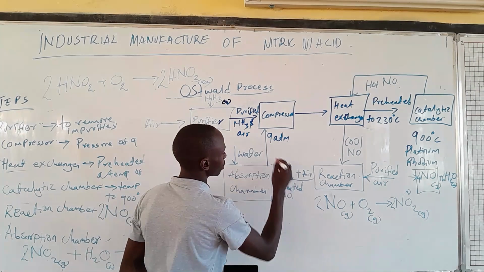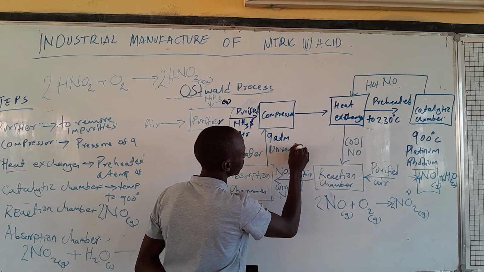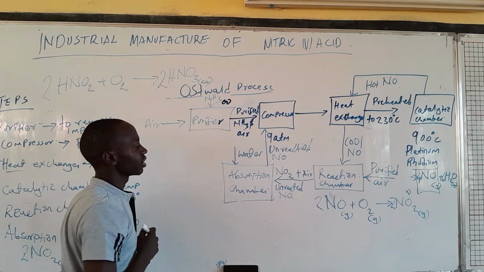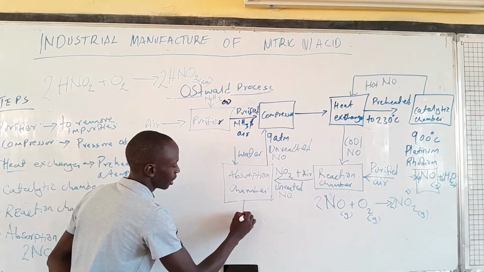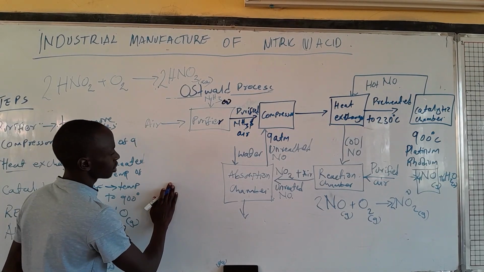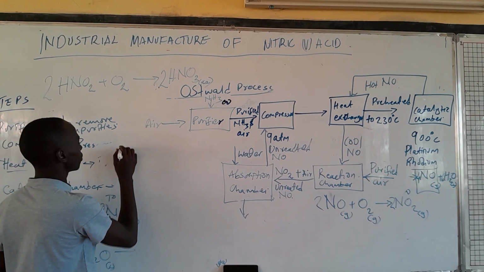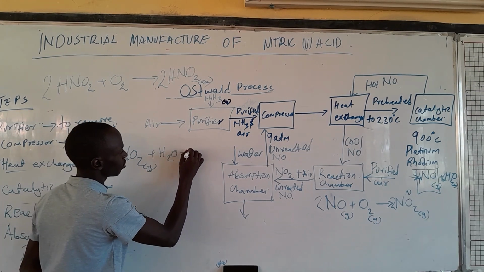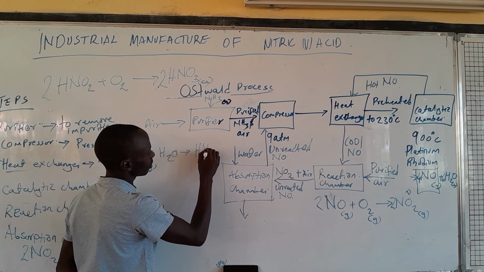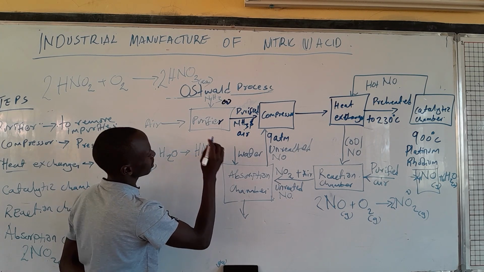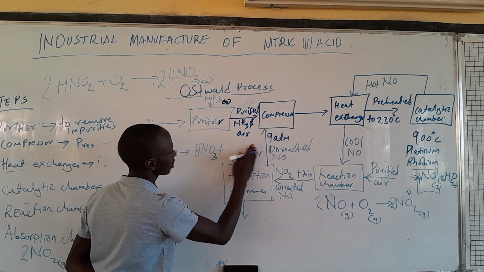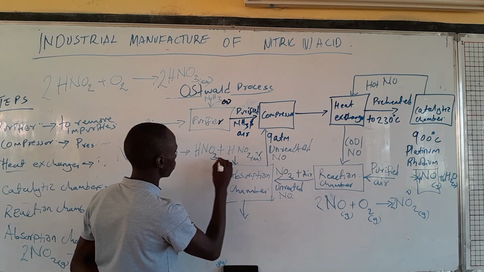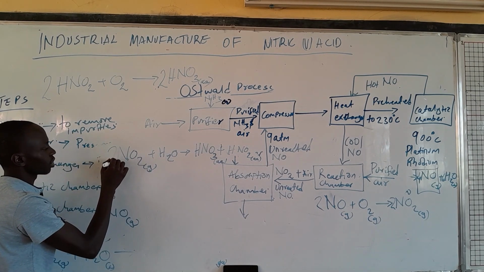So the unreacted nitrogen (II) oxide is recycled back in this process, that is to minimize wastage. Now, the equation at the absorption chamber: we have nitrogen (IV) oxide gas plus water, we get nitric (V) acid plus nitric (III) acid. Then we balance this one that way.